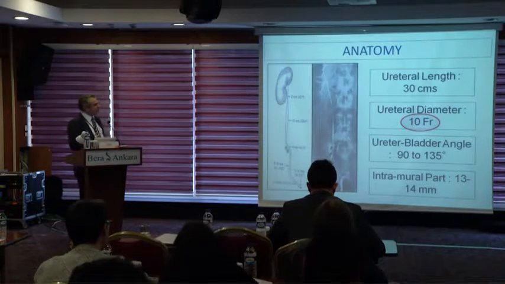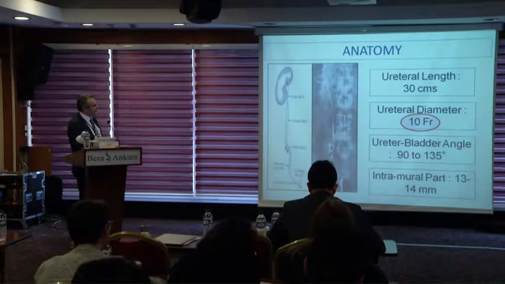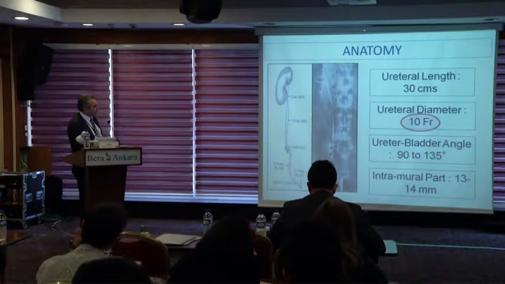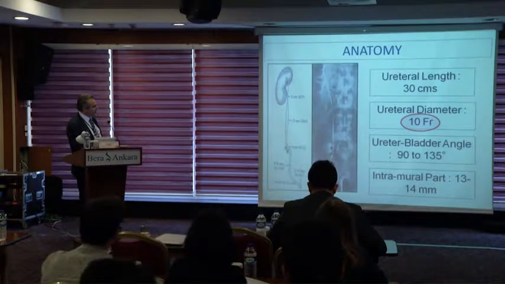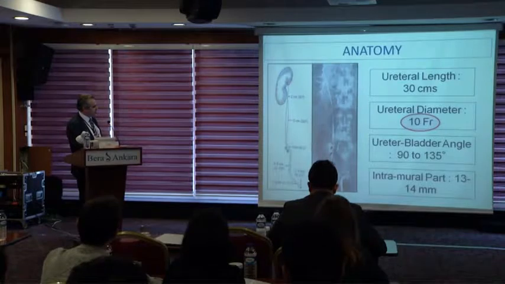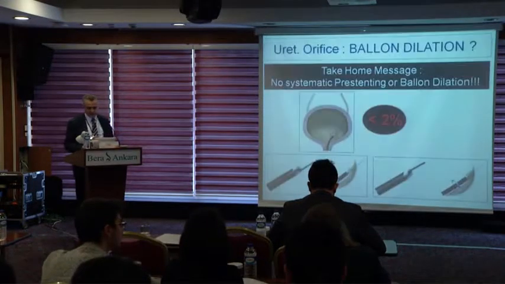When we look at the anatomy of the ureter, the diameter of the ureter is 10 French, but we have 3 narrowing parts. One of them is the UPJ, which is nearly 6 French. One of them is the area of crossing vessels, and the third part is the intramural part.